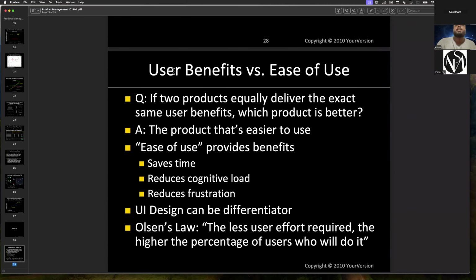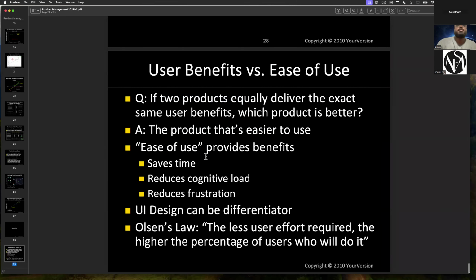Okay, user benefits and ease of use. I think that's it. Okay, if two products equally deliver the exact user benefits, which product is better? I mean, I think the slide is incomplete. That should be ABCD, but they already gave the answer. The answer is the product that's easier to use. So if two products have kind of exact same value proposition and same quality, then people will go for which one is easier to use for them.